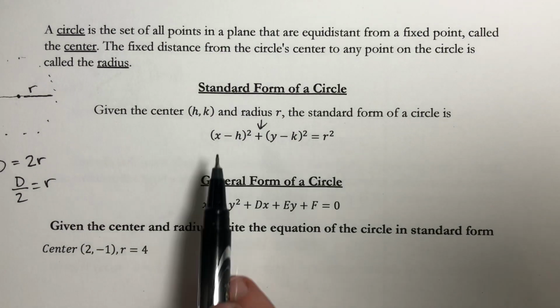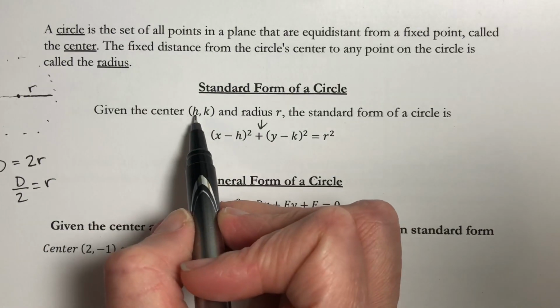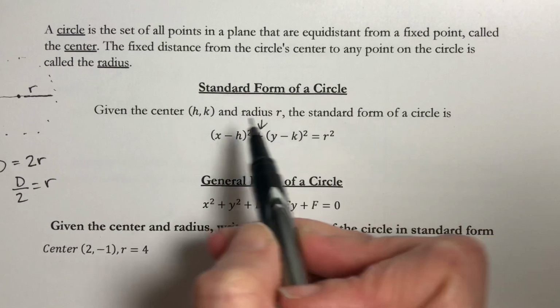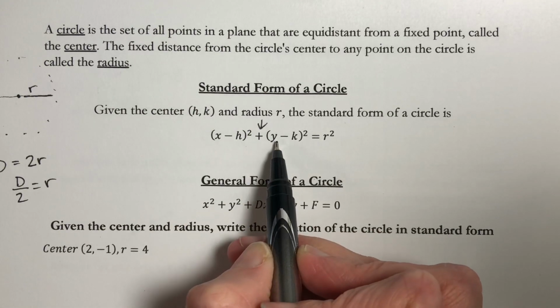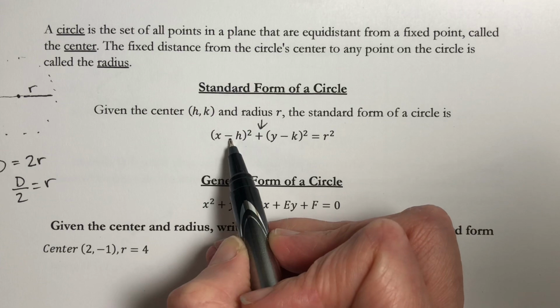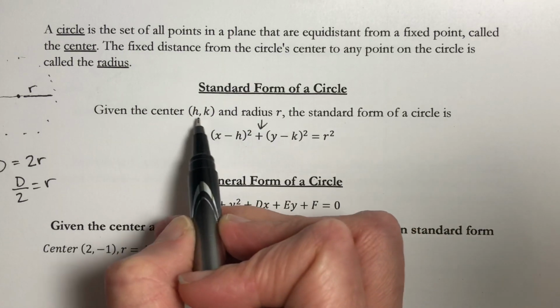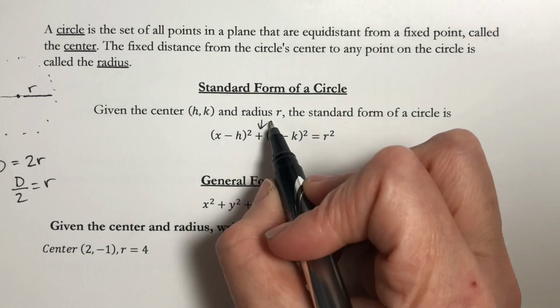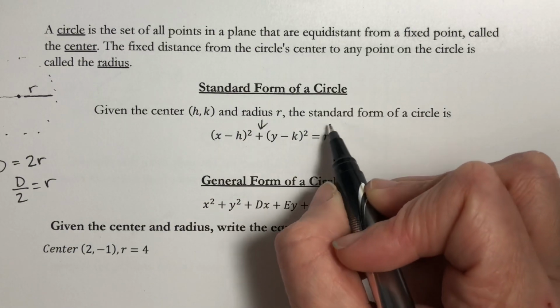So, h is your center. h is the x-coordinate. It's with x. k goes with your y-coordinate. It's with y. Notice this is a minus, so these signs are going to seem backwards. Okay? And then to find the radius, we're going to take the square root of the number that's right here.